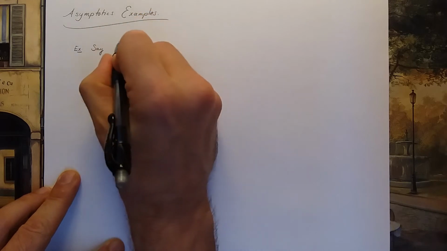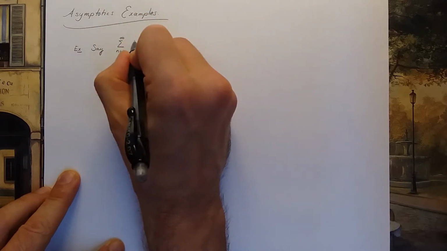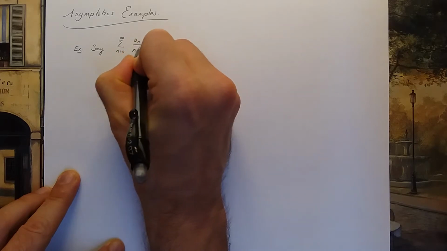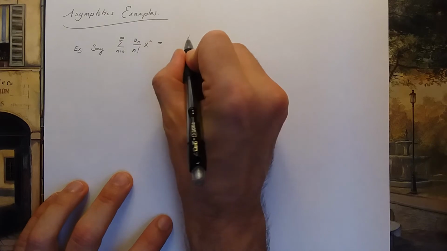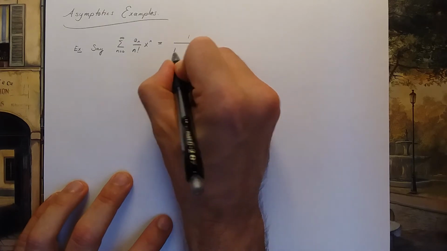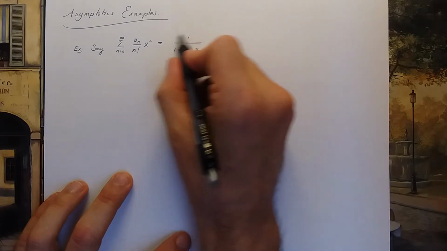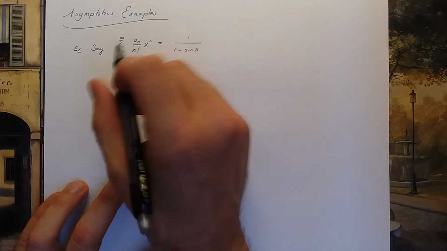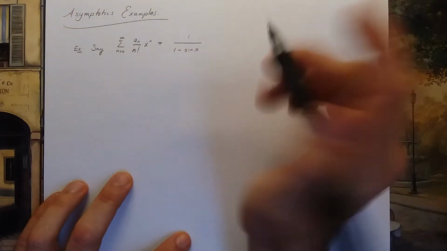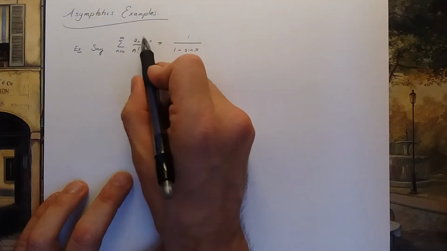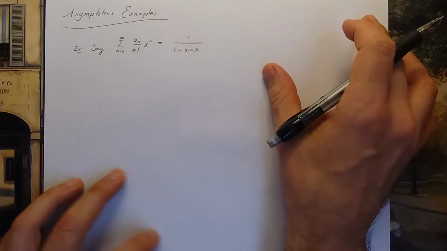Say my function, the sum for n going from 0 to infinity of a_n divided by n factorial times x to the n, is equal to 1 over 1 minus sine x. So this is a generating function that has positive coefficients. It's a generating function that comes from a combinatorics problem. But let's just suppose we're handed this and would like to know the approximate growth rate of a_n.